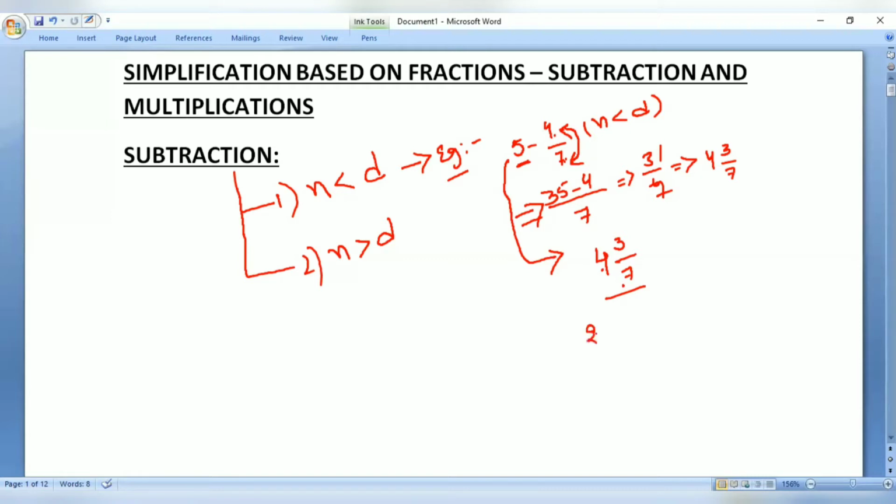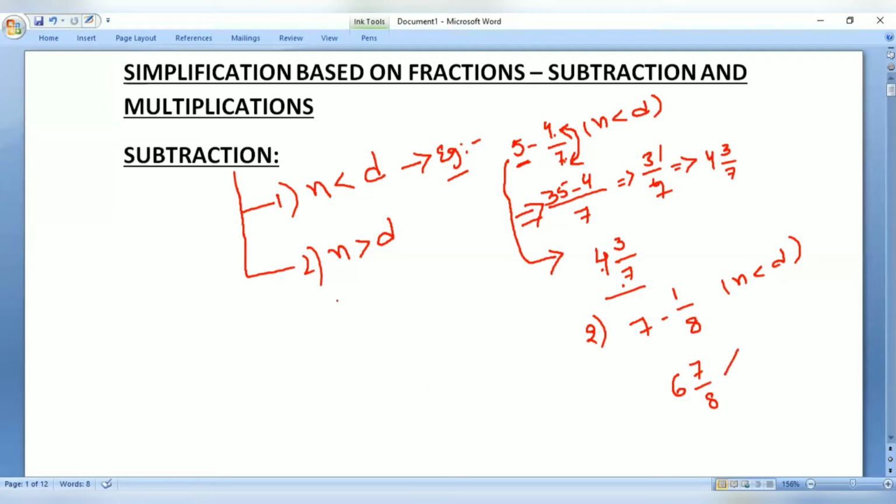Let us see a second example. If a problem is given to you like this: 7 minus 1 by 8. Again in this case, the numerator is less than the denominator. So what we do? Subtract 1 from 7, so it becomes 6. What is the difference between 1 and 8? The difference is 7, divided by 8. So this is our answer.